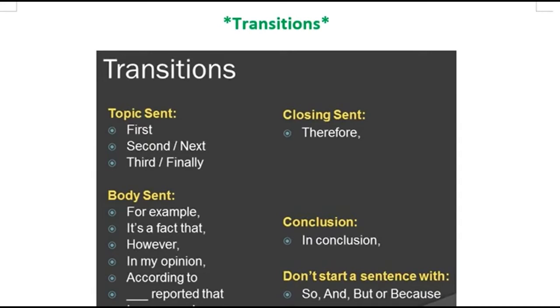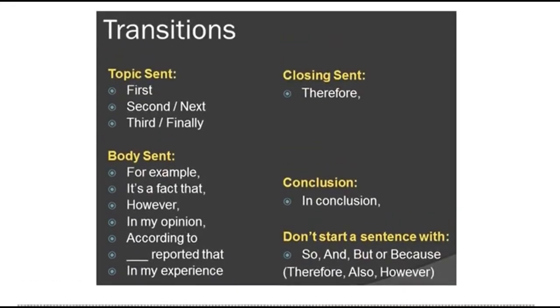Now, when you were doing topic sentences for each of the body paragraphs, we want to use these words. For body 1, we want to use first. For body 2, we should use second or next. For body 3, we should use third or finally. And for the closing sentence in our paragraph, we should use something like therefore. Okay? So these are our transition words.